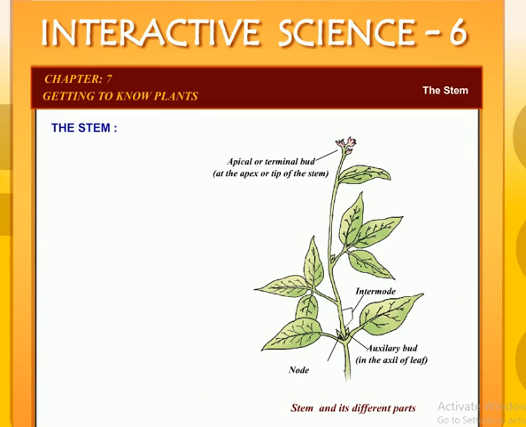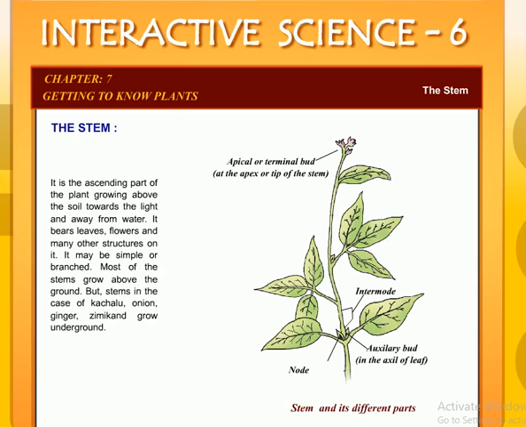The stem. It is the ascending part of the plant growing above the soil towards the light and away from water. It bears leaves, flowers and many other structures on it. It may be simple or branched. Most of the stems grow above the ground, but stems in the case of kachalu, onion, ginger, jimikand grow underground.